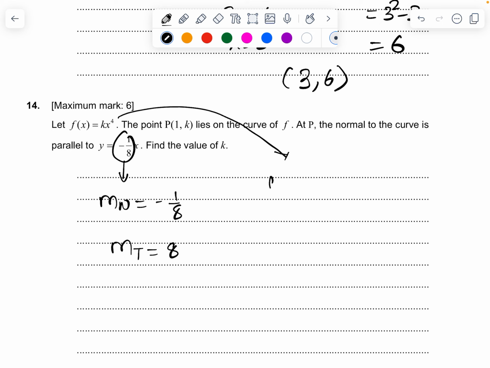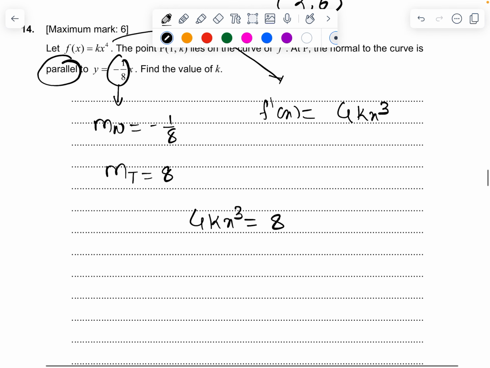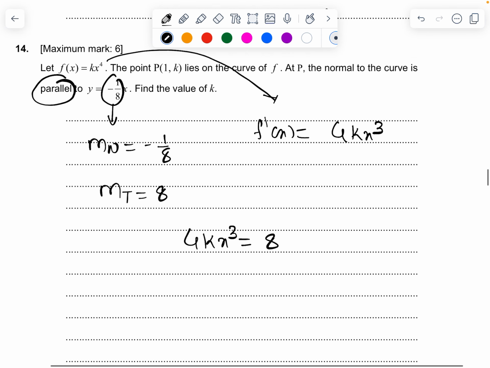For y equals kx to the power 4, f prime x will become 4kx cubed. Again, the word parallel. So 4kx cubed should equal 8. But we know that x is going to be 1. So 4k equals 8, k equals 2.